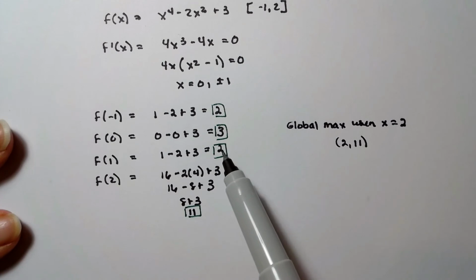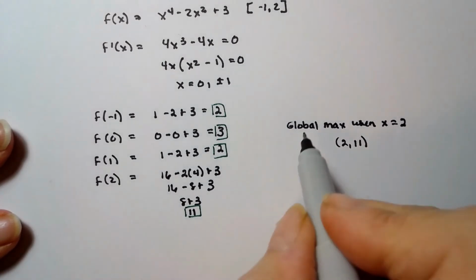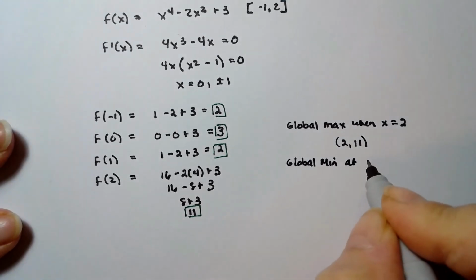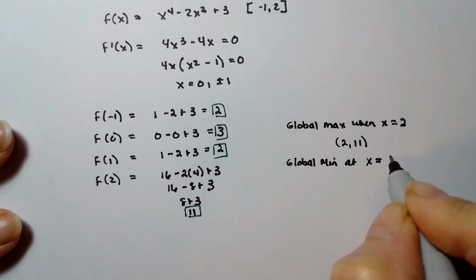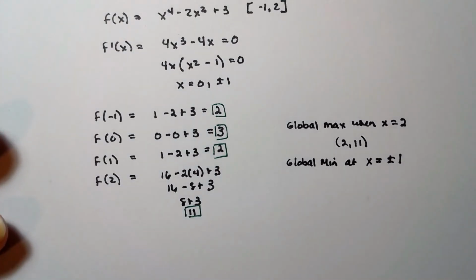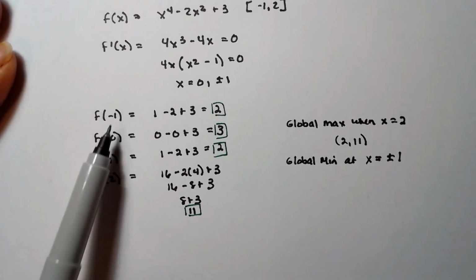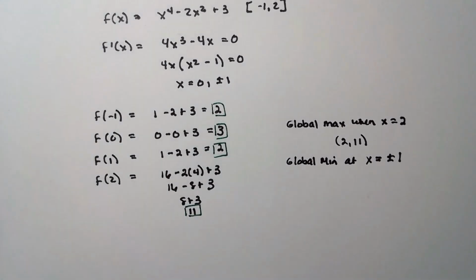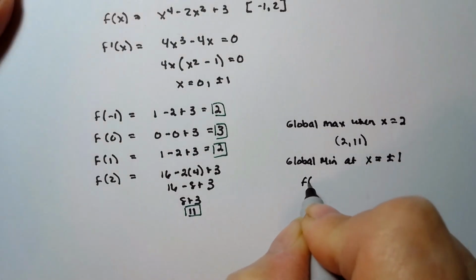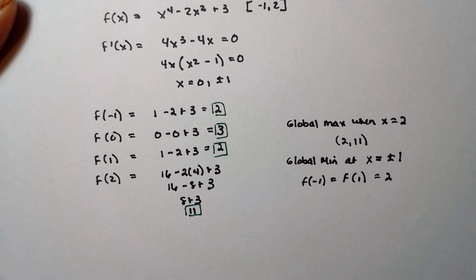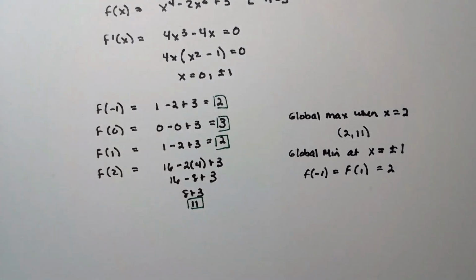And the smallest value, in this case we have 2 that are equal, so I'd say we have a global min at x equal to plus or minus 1, because they're equivalent. Generally there's one highest point in the world and one lowest point, but every now and then you'll get different inputs with the same output. In that case we'd say f of -1 equals f of 1, which equals 2, is a global minimum. Pretty easy stuff, right?